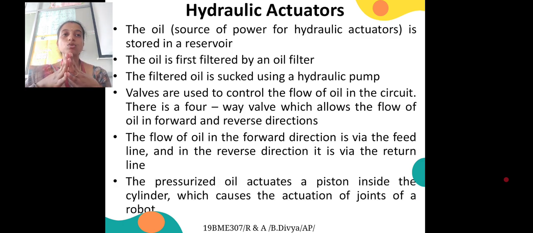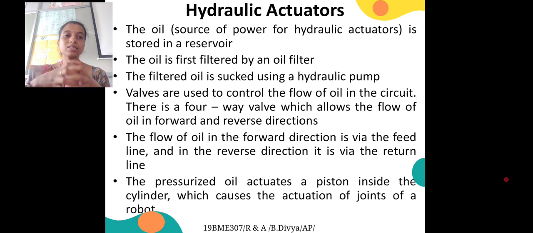The oil, the source of power for the hydraulic actuator, is stored in the reservoir. The oil is first filtered by the oil filter. The filtered oil is sucked using the hydraulic pump. The valves are used to control the flow of oil in the circuit. There are four-way valves which allow the flow of oil in the forward and also in the reverse direction. The flow of oil in the forward direction is via the feed line, and in the reverse direction is via the return line, as I told you already.